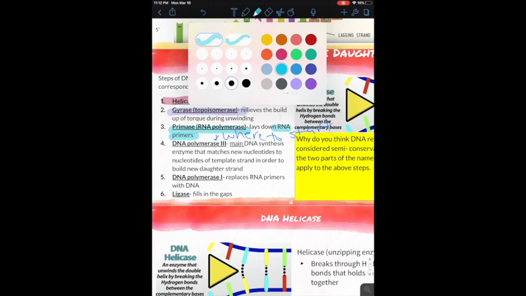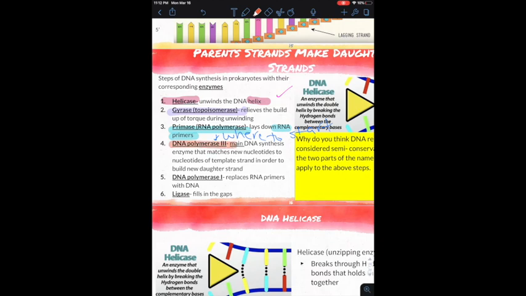The specific DNA polymerase that is the main DNA synthesis enzyme, that lays down and matches the nucleotides and builds the daughter strand, is DNA polymerase 3. We're not going to focus on the numbers, why it's 3 and DNA polymerase 1, why there's no 2. DNA polymerase 3 is the main DNA synthesis enzyme. It matches new nucleotides to the parent strand, or the template strand, the old strand, in order to build the new strand. So complementary base pairing. It's going to lay down the complementary nucleotide.